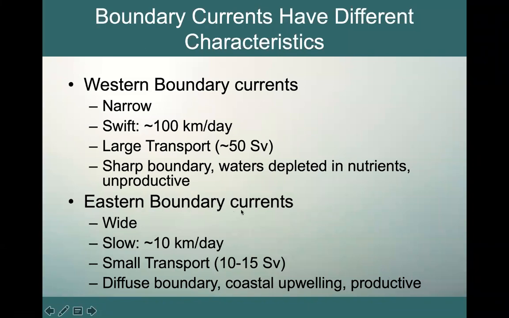Eastern boundary currents, on the other hand, are the complete opposite. They are wide, geographically speaking. They're spread out over a much wider geographical area. They're slow, only about 10 kilometers per day, nowhere near the speeds that we have in our western boundary currents. And they have small transport, as we were noticing, only about 10 to 15 Sverdrups. They also have a very diffuse boundary, not very well defined. And there's a lot of coastal upwelling in eastern boundary currents, as we're aware of in the California Current and the Peru Current. And they are very productive because of that.